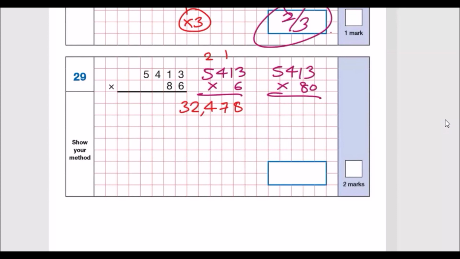If you guys already got the answer, then skip ahead, yeah? I'll do this very fast. So ignoring the 0, 8 times 3 is 24, so 4 carry the 2. 8 times 1 is 8, plus 2 is 10, carry the 1. 8 times 4 is 32, plus 1, 33, carry the 3. 5 times 8 is 40, plus 3, 43. Easy. Now add these numbers up.